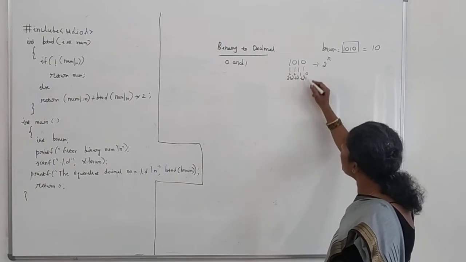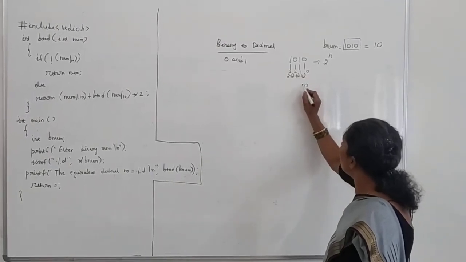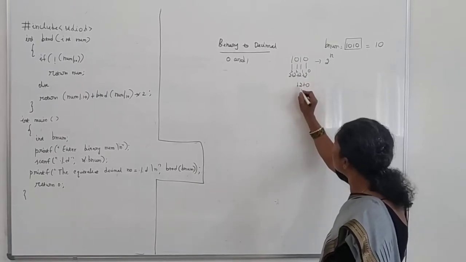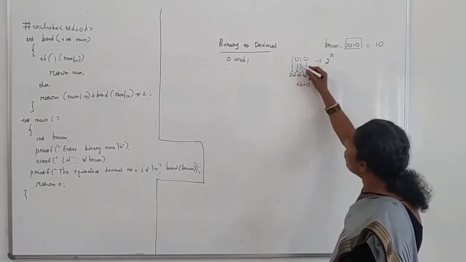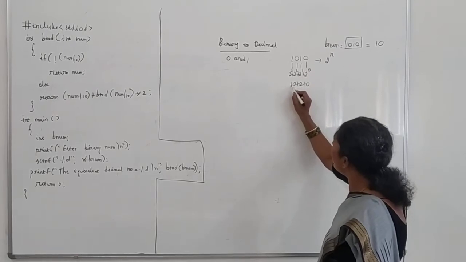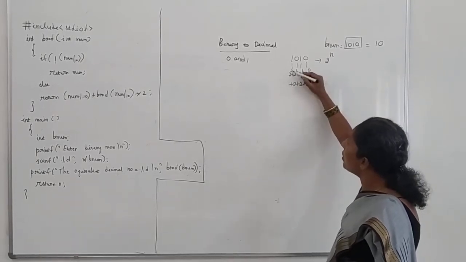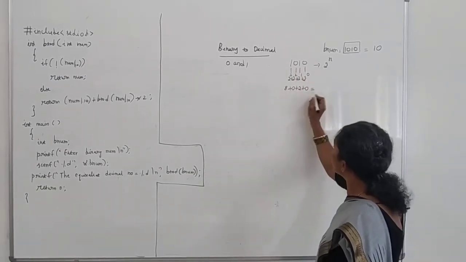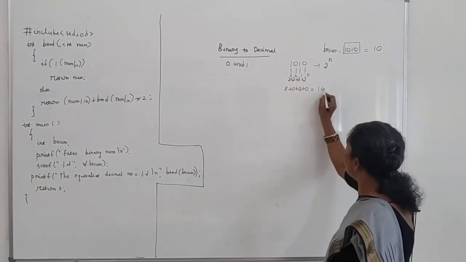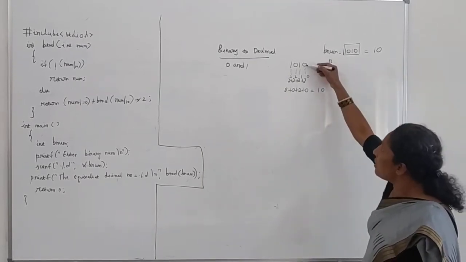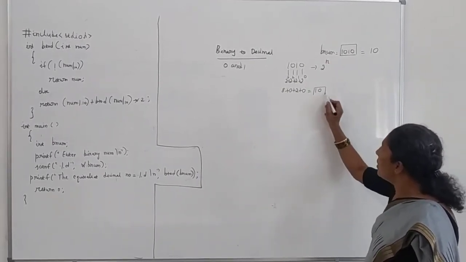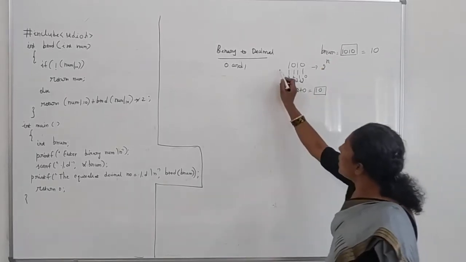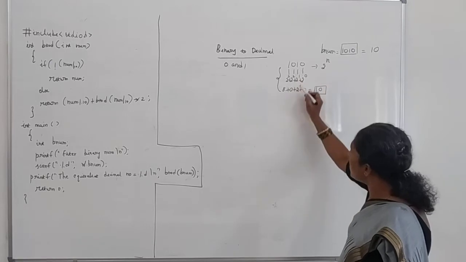0 into 2 to the power of 0 is 0, plus 2 to the power of 1 into 1 is 2, plus 2 to the power of 2 is 4, into 0 is 0, plus 2 to the power of 3 is 8, into 1 is 8. So 8 plus 0 plus 2 plus 0 is 10. So for this given binary number, this is the equivalent decimal number. To get this decimal number, we need to follow these procedures.